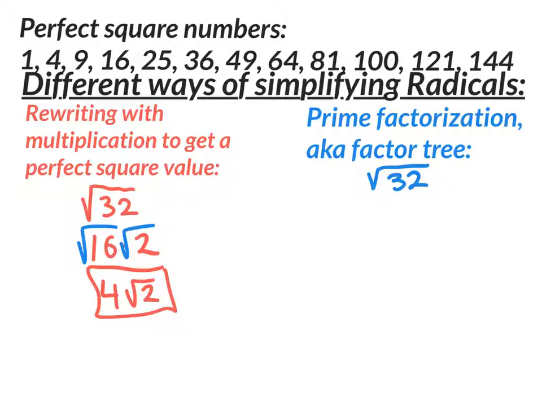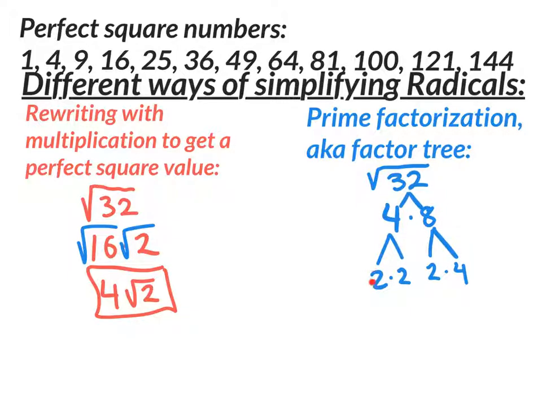Now other teachers explain the prime factorization method, also known as a factor tree. So where I say think of your perfect square numbers and break it down with multiplication so you can get a perfect square number, other teachers just say break it down with any two numbers you want. So you could say 4 times 8 if you wanted to. So if we did break it down to 4 times 8, that's okay. And then they say break down everything as much as you could. So 4 could break down to 2 times 2, and 8 could break down to 2 times 4.